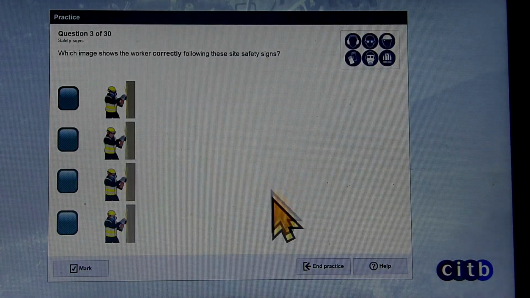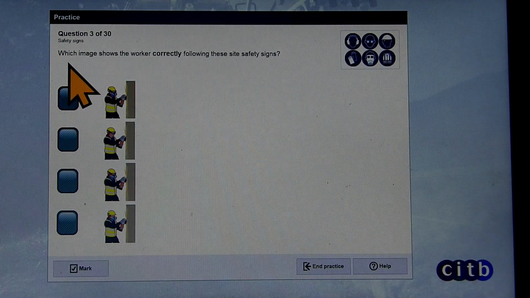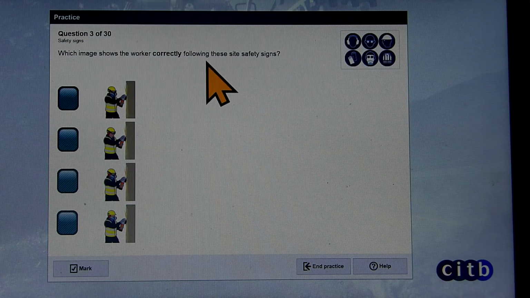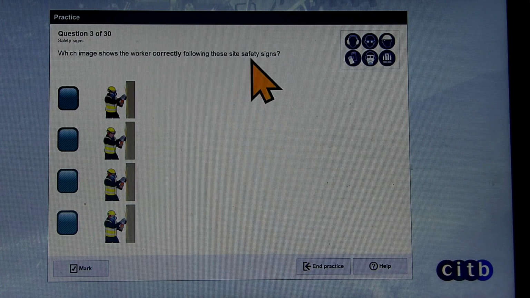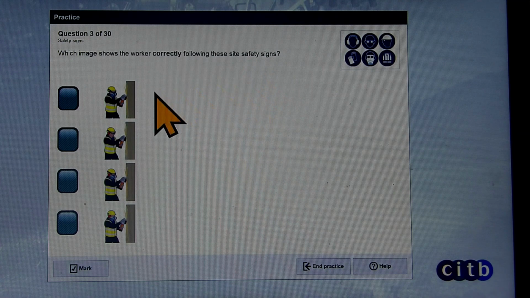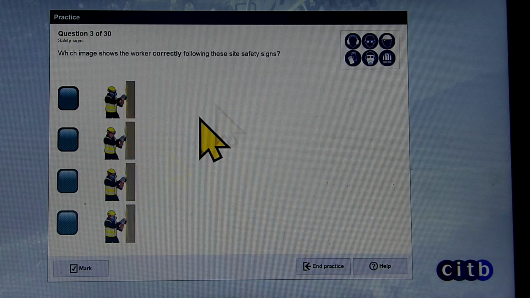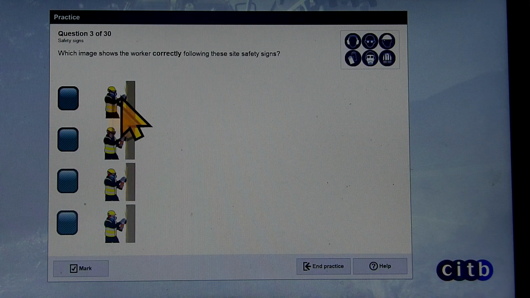Okay, let's proceed again. Which image shows the worker correctly following the site safety signs? We have here 6 PPE. Who fulfilled those 6 PPEs? So we need to check each of them.